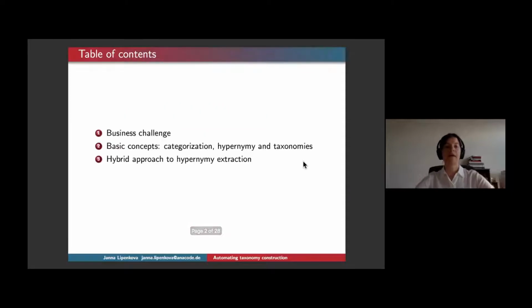So the talk has three parts. In the first part, I will present the business challenge and also a summary of our approach, and will also give you a quick demo of one of the products that we have. Then in the second part, we will go into some basic concepts of taxonomies and categorization as a very general cognitive principle. And finally, in the third part, I will present the technical approach that we use to taxonomy construction, specifically which is based on lexical relations and more specifically the relation of hyperonymy.